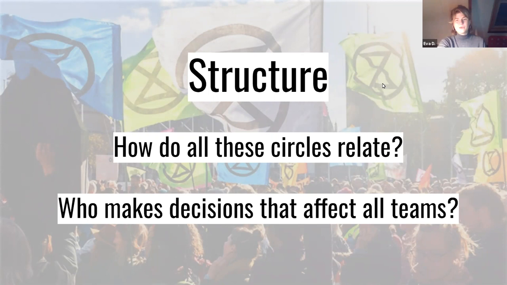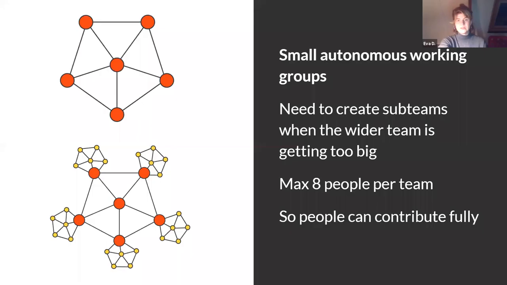how do all these circles relate, and who makes the decisions that affect multiple people? So actually, you want to have small autonomous groups, and you don't want teams beyond 8 people, because then it doesn't get effective anymore, and you can also not hear all the people equally anymore. So that is also why, with the restructuring, we really want to move smaller and not have so many different circles involved.